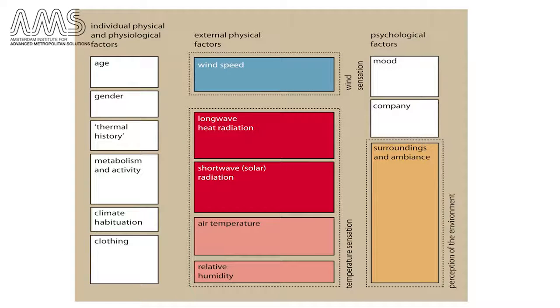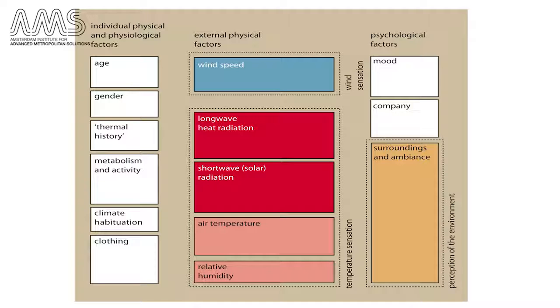But our thermal perception is not only influenced by these physical factors that we've just seen. It also plays a role what age and gender you are, what you wear, of course, how your metabolism works, to which climate you are used to, and also in which temperature environment you have just been before. Also, psychological factors play a role, such as your mood and the company that you have when you're outdoors. All this has an influence on how you experience the microclimate. But of course, all this cannot be changed by urban design.